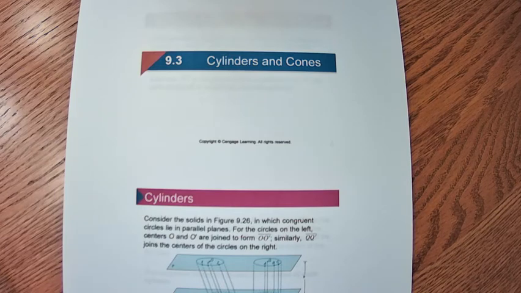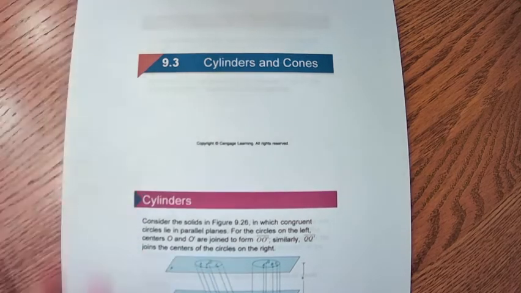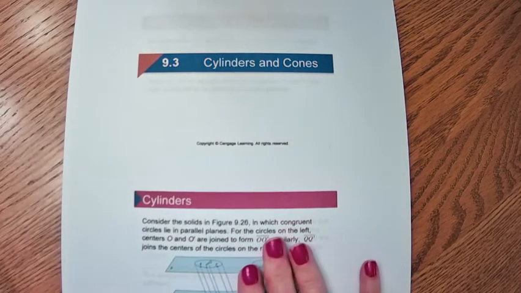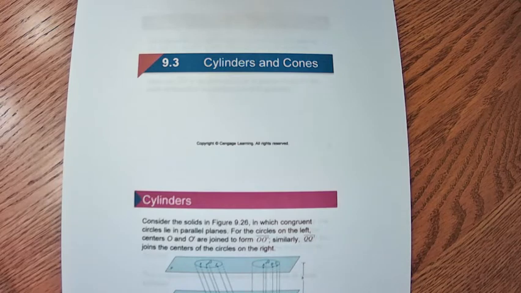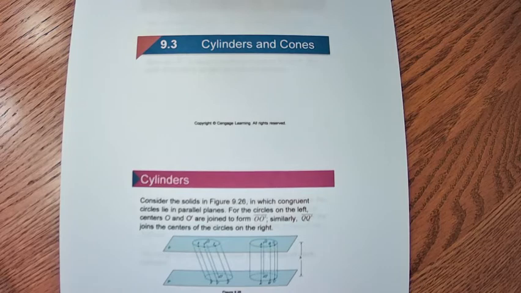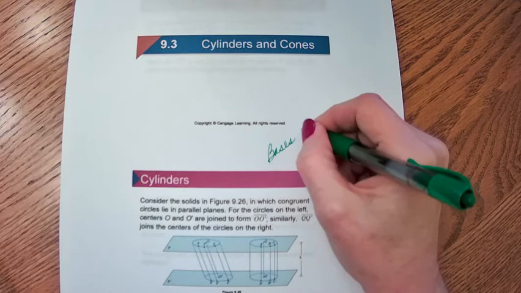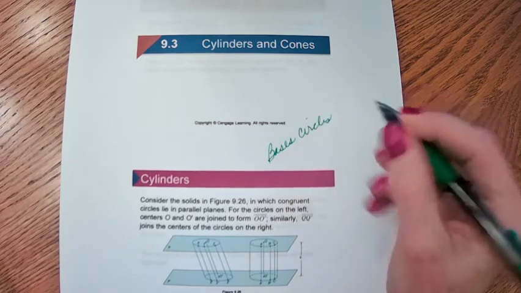Now in section 9.3, we're going to talk about both cylinders and cones in the same section because we've already learned about prisms, which have two bases but a polygon in each base, and we've learned about pyramids, which have just one base, that's a polygon. Well, cylinders and cones look a lot like prisms and pyramids, except that their bases are always circles. So the bases are circles.